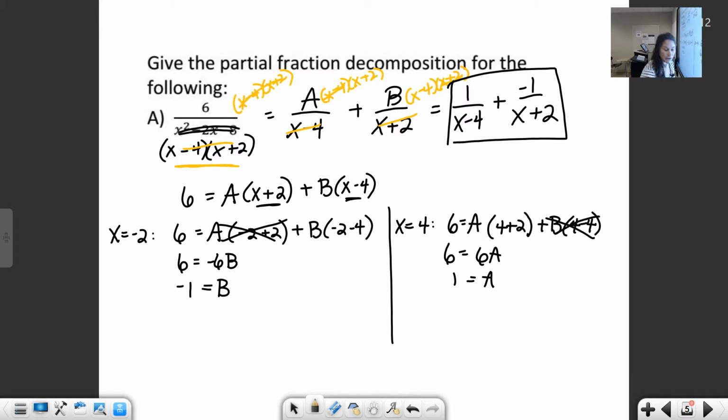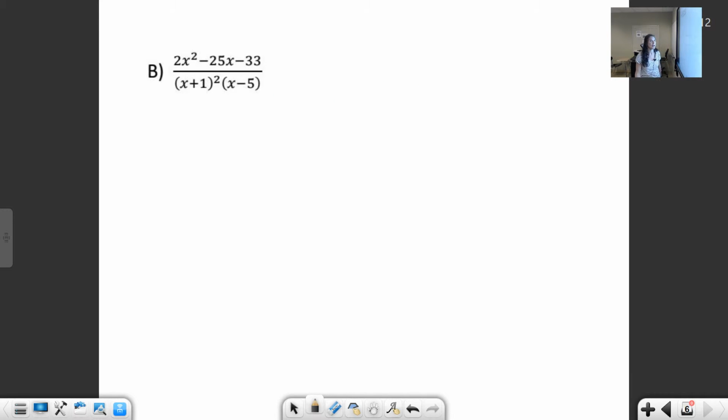Let's look at one with repeated linear factors, and we'll save the quadratic factors for the next time. All right, so I got 2x squared minus 25x minus 33 over x plus 1 squared, so I got two of those, times x minus 5.